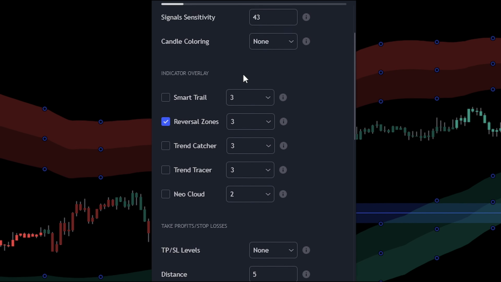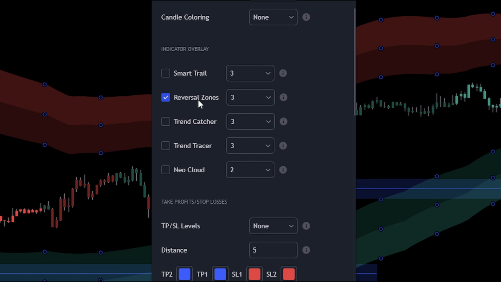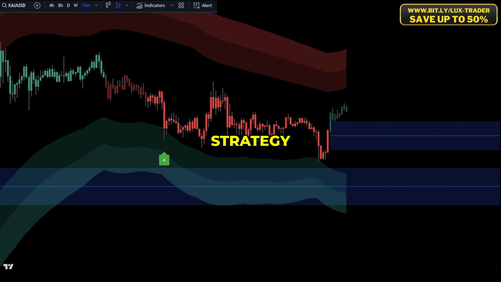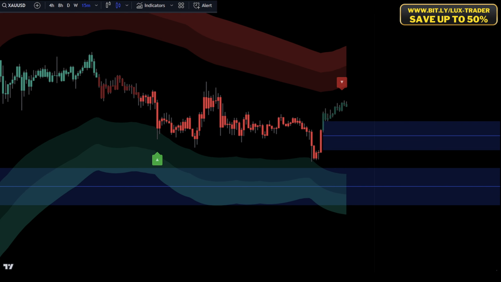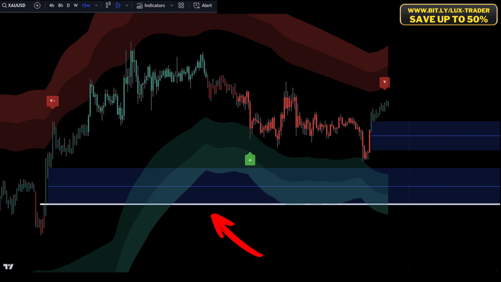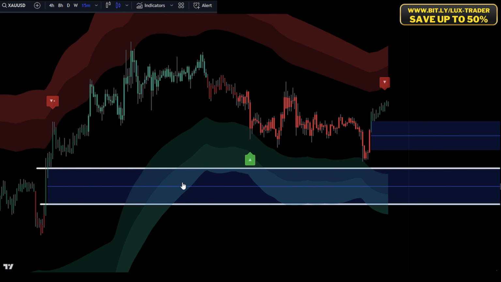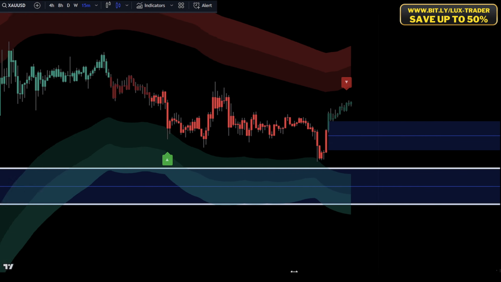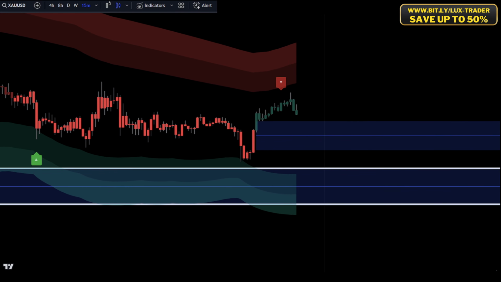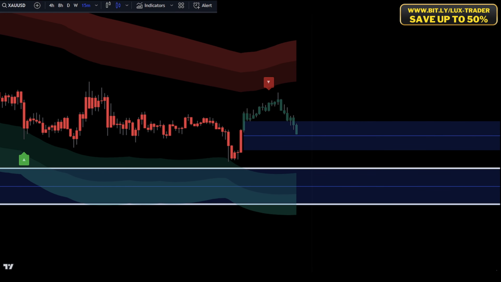Moving on to the Indicator Overlays. For this strategy, you want to enable the reversal zones, and you want to leave the reactivity by default set to 3. Now let's learn the complete rules for buying and selling with this strategy. To initiate a buy trade, 4 conditions must be met. First, you want to spot a bullish fair value gap sitting below the price action. A bullish fair value gap is this blue box right here and is automatically plotted on our chart by the Price Action Concepts indicator. Second, you need to wait for the price action to come back to this FVG.